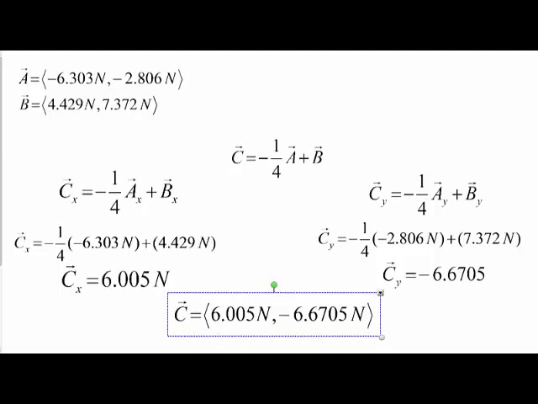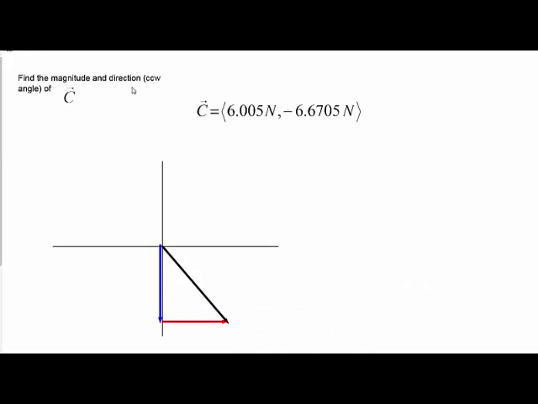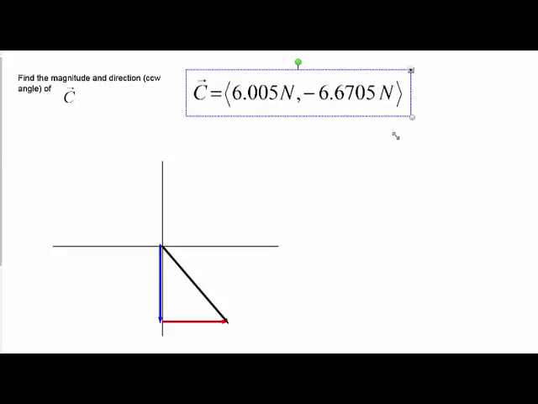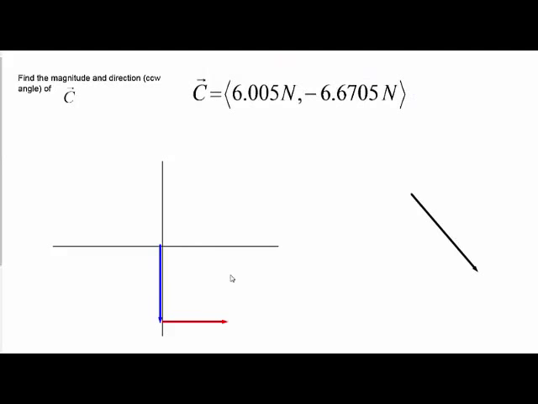And you'd think we'd be done, but not quite, because the question asks us to report C in magnitude and direction. Right now we just have C in component form. So what we do is we start out by sketching the components. So here's the y component, we can add that to the x component, and then I can draw the vector C, and it looks something like that.